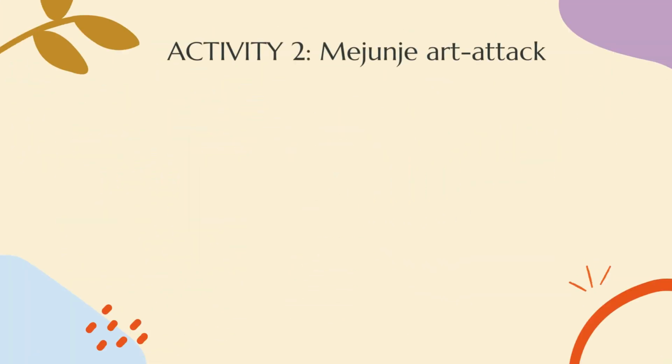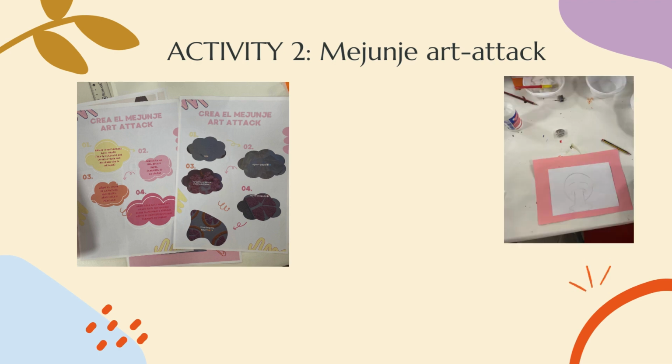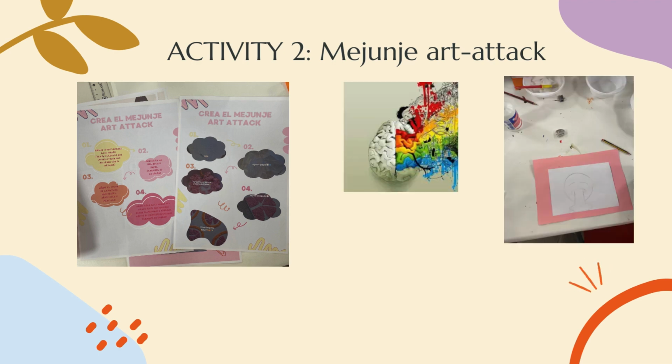Secondly, we developed the second task called Mejunje Art Attack. For this activity, we also had a poster with explanation of how to create it in order to be easier for them to understand. What we pretended to do with this activity was to work with organic textures and teach the students to add depth and touch to their creations, creating a richer sensory experience.